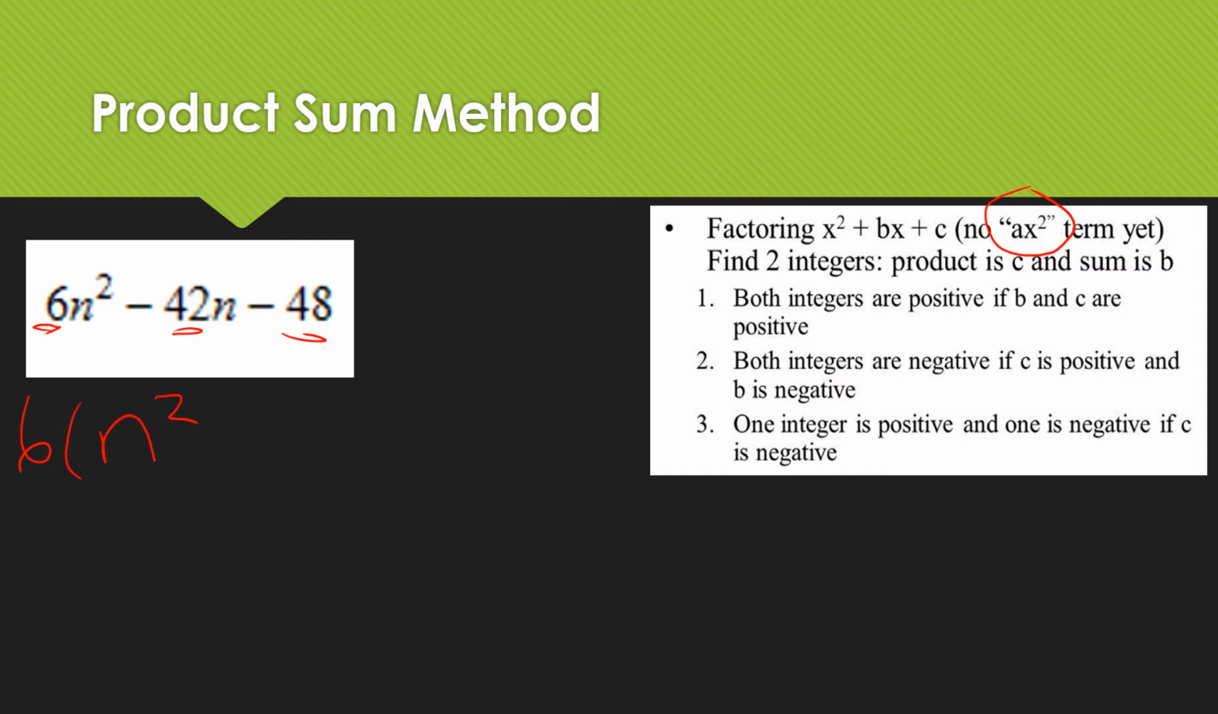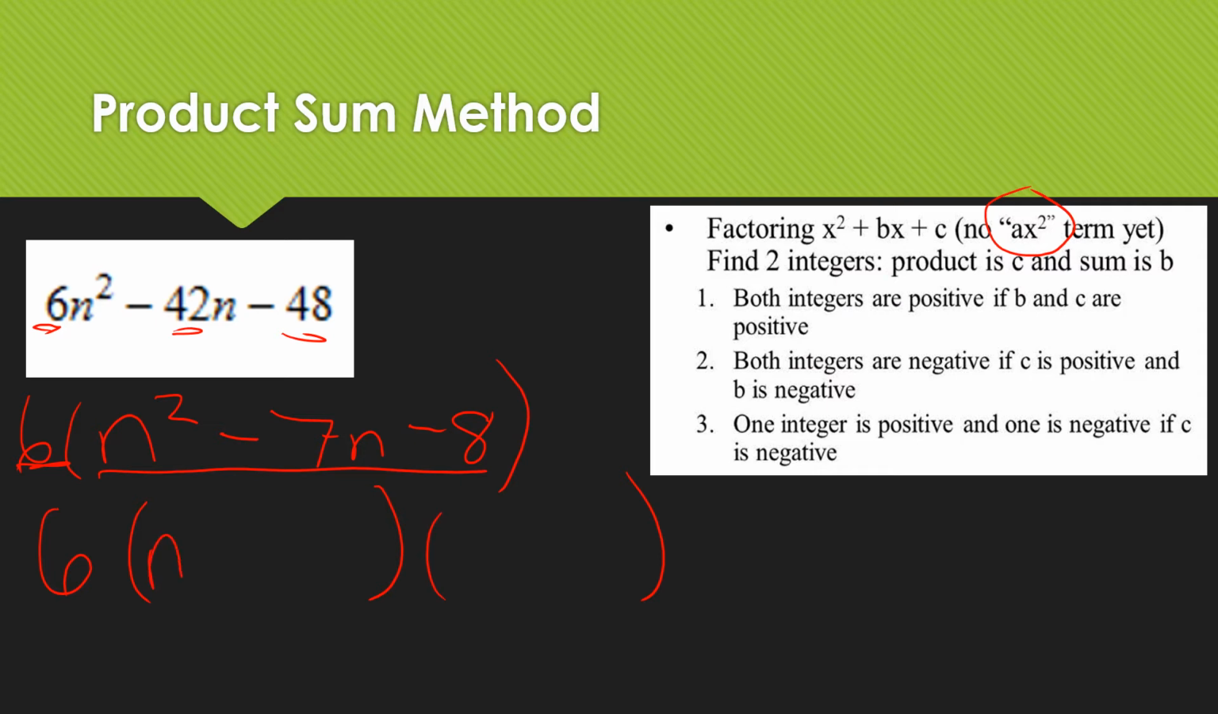So then if I factor that out, I am left with n squared minus 7n minus 8. Now this 6 is not going to be forgotten, but we're going to just factor this part now. So n squared minus 7n minus 8. And again, the 6 is just going to kind of come along for the ride. But this is where you just do your 2 pairs of open brackets. Because that n is by itself, the n is going to repeat in both.